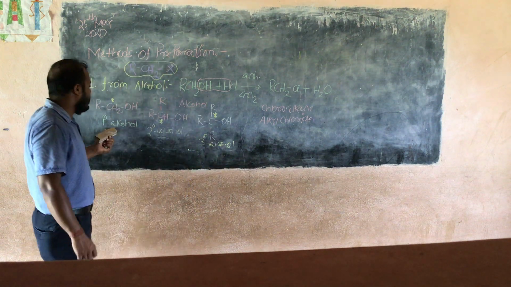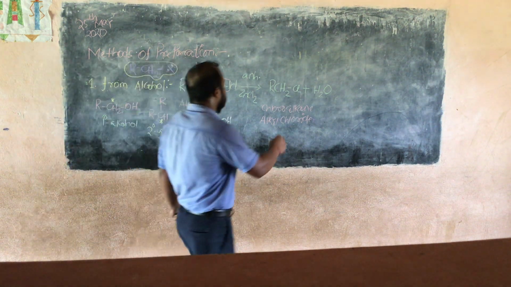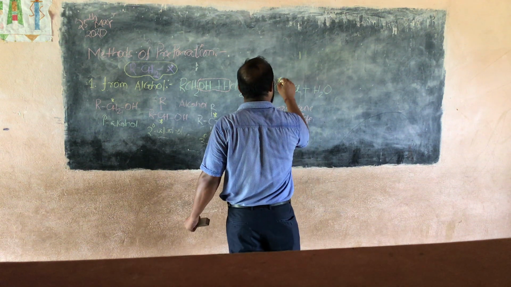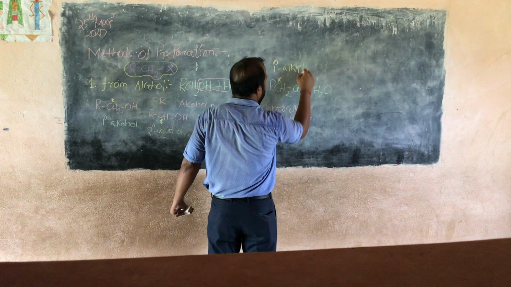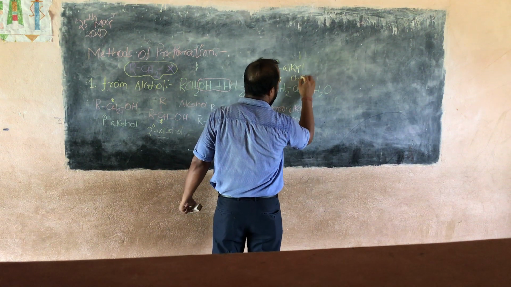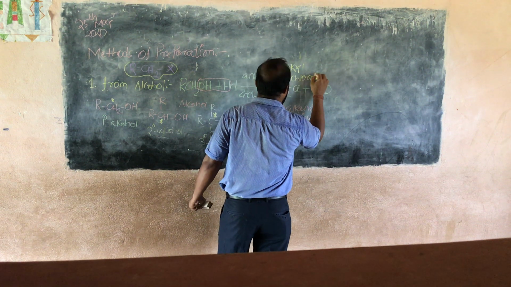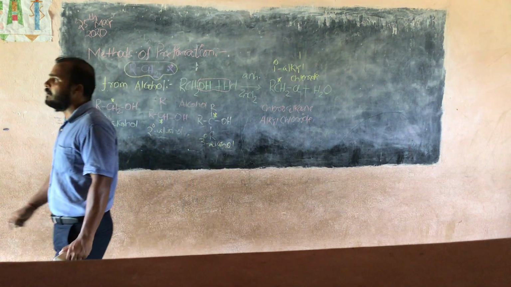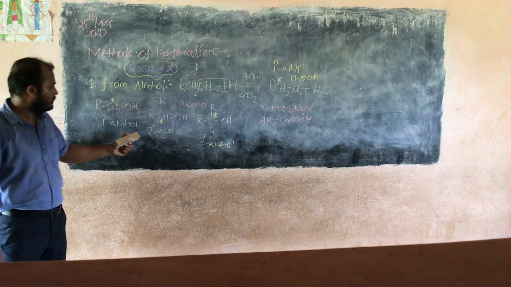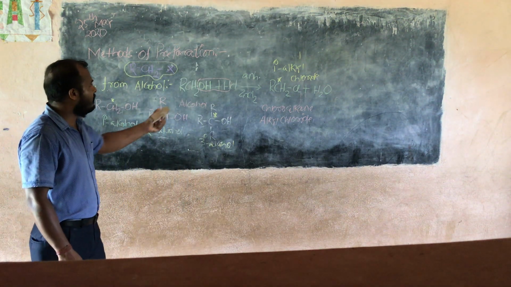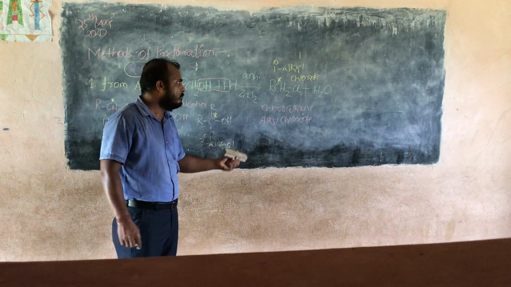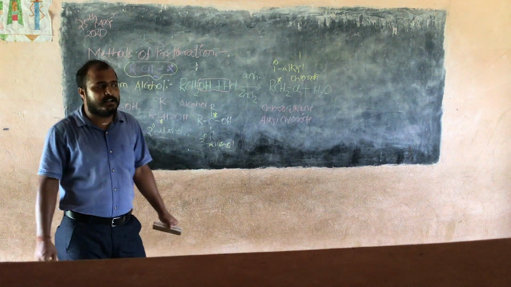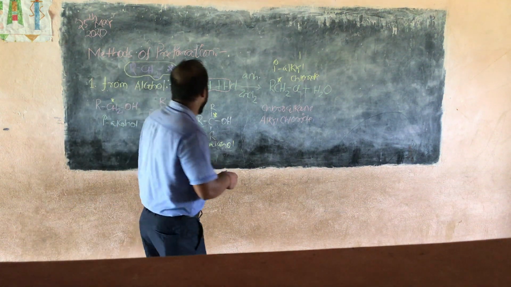Haloalkanes can be prepared from primary alcohol, secondary alcohol, as well as from tertiary alcohol. When it is prepared from primary alcohol, this is primary alkyl chloride. When secondary alcohol is used, it will be secondary alkyl chloride. When tertiary alcohol is used, then tertiary alkyl chloride will be obtained.